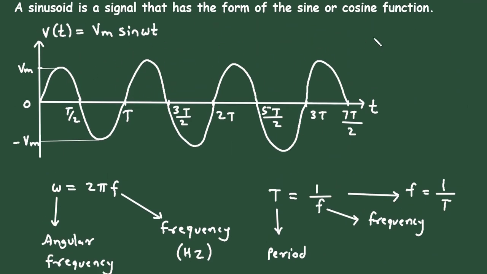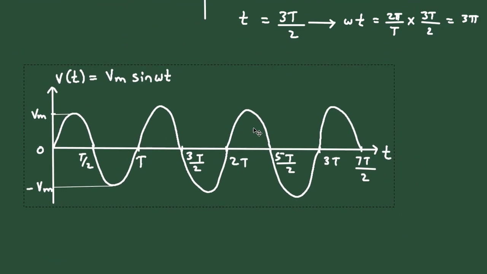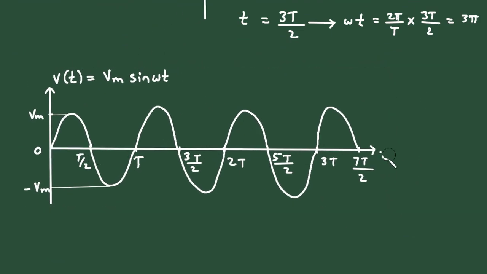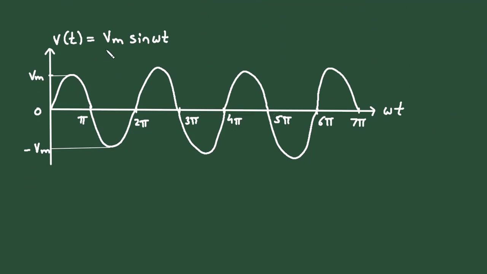So let's copy it from here and paste it here. And first of all, let's replace this t by omega t. When we replace this t by omega t, all the values will change on this x axis. So this will be 0 as it is, this will be pi, then 2 pi, 3 pi, 4 pi, 5 pi, 6 pi, and this will be 7 pi. So this is the Vm sin omega t as a function of omega t.